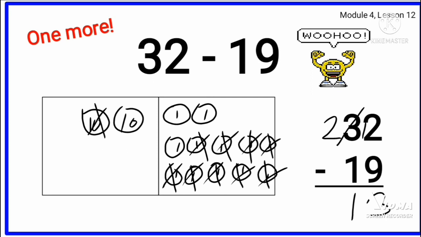Let's do one more. 32 minus 19. I cannot remove 9 from 2, so I have to decompose 1 ten, exchange it for 10 ones. If I exchange it for 10 ones, I now have 12 ones, so I can easily remove 9 ones from 12 ones. I will be left with 3. And if I cross out 1 ten from the 2 tens left, I have 13. 32 minus 19 is 13.